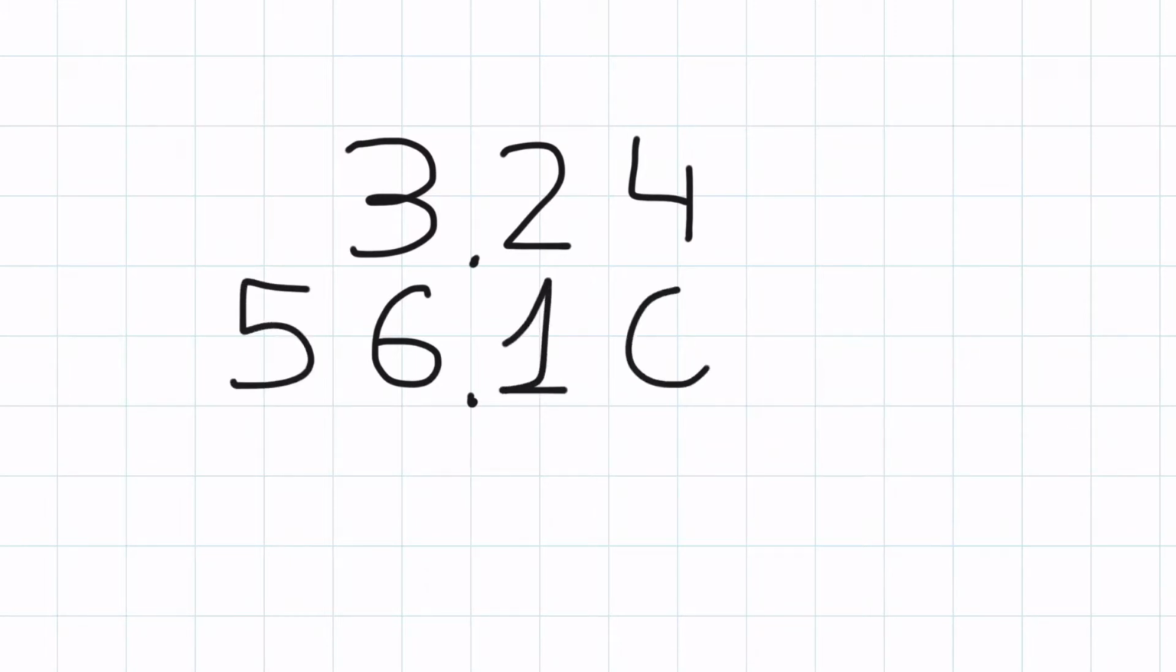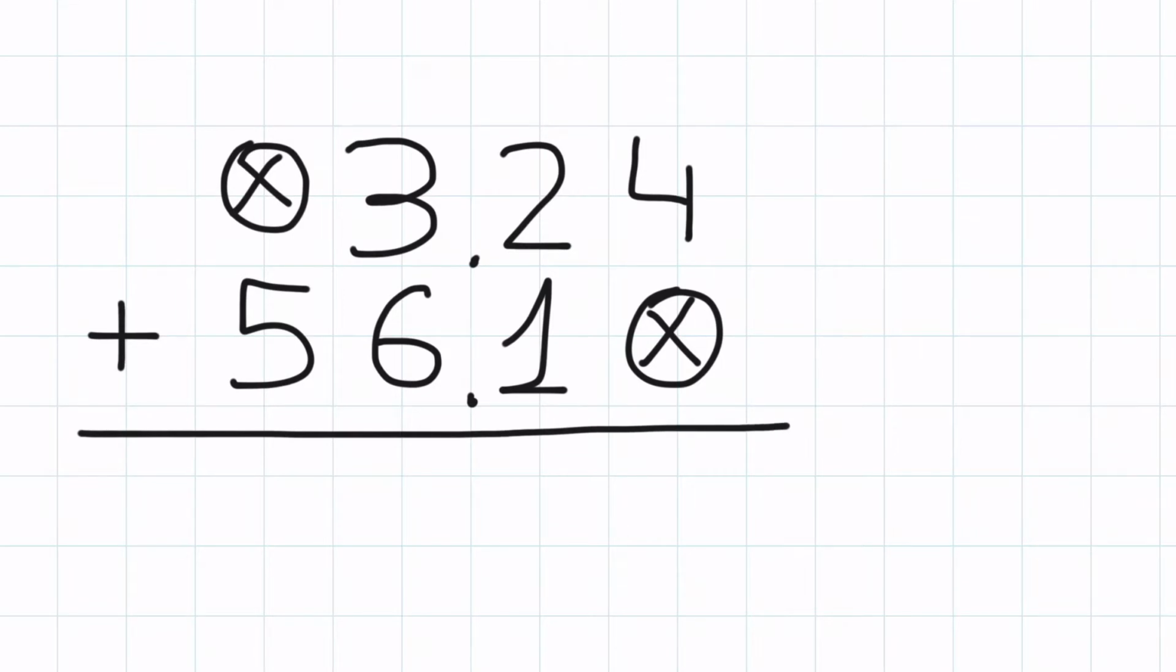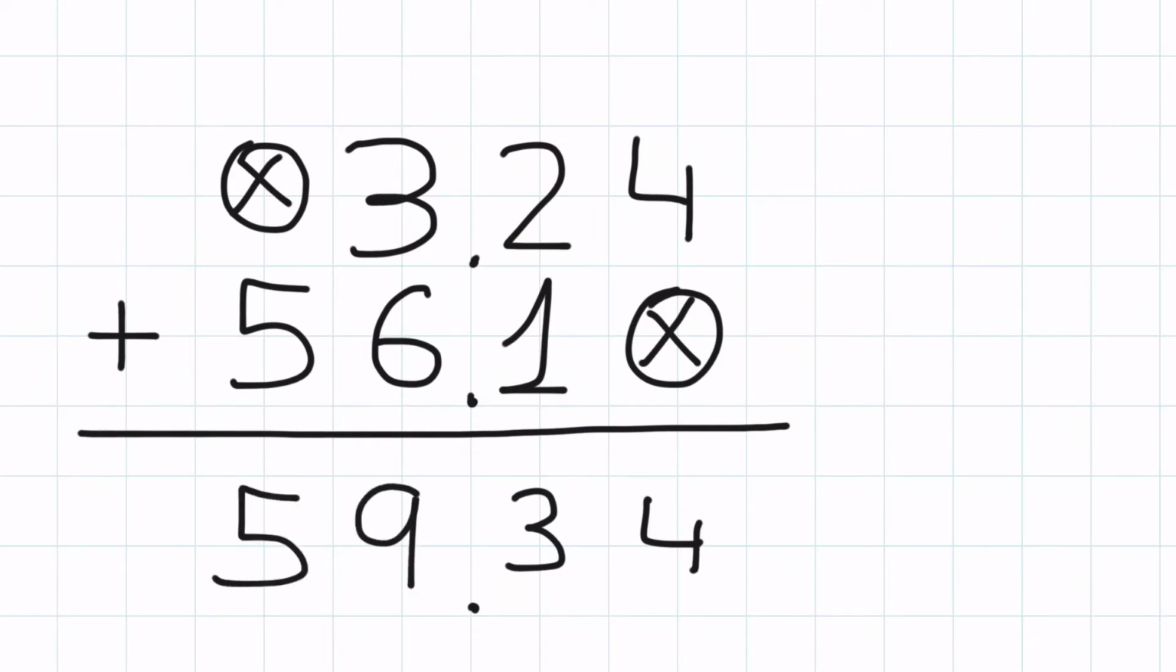Add zeros as placeholders. We can use a place value chart to help us with this, so we don't leave any blank space. Now, we only need to add them, and of course, the result is not 8.85, it is 59.34 or 59 and 34 hundredths. Easy, right? Let's try another to be sure we tackle this.